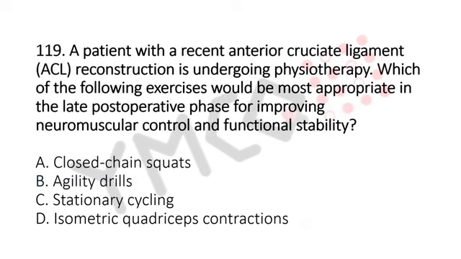Now let's move to question number 119. A patient with recent anterior cruciate ligament reconstruction is undergoing physiotherapy. Which of the following exercises would be the most appropriate in late post-operative phase for improving neuromuscular control and functional stability? Option A, closed chain squats. Option B, agility drills. Option C, stationary cycling. Option D, isometric quadriceps contraction. And the answer is option B, agility drills.